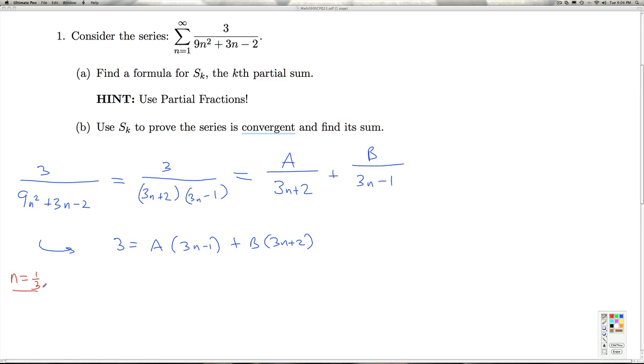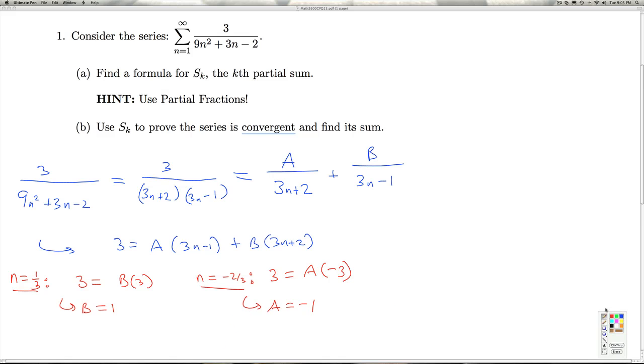If I let n equal 1/3, then this zeroes out, and I'm left with B times, I plug 1/3 into that, I get 3. This gives me that B is actually 1. Another good value here would be negative 2/3. I plug that into the left-hand side, I get a 3. Negative 2/3 would zero this term out. Negative 2/3 here would give me an A times negative 3, and this gives me that A is negative 1.